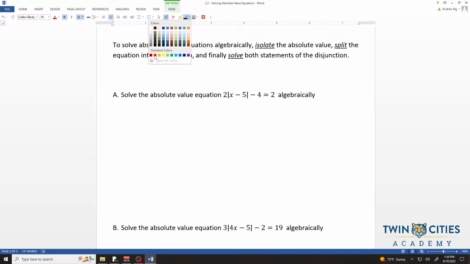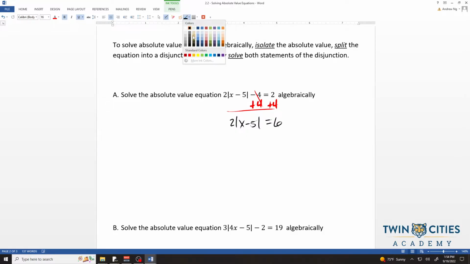To do that, I'm going to start by adding 4 to both sides and undoing everything that's happening here. So that's going to make 2 times the absolute value of x minus 5 equal to 2 plus 4, which is 6. Now, we're not quite there yet. We're not isolated. We have to divide both sides by 2. So let's divide both sides by 2. The 2's will divide out here, and you're left with the absolute value of x minus 5 equals 6 divided by 2, which is 3.